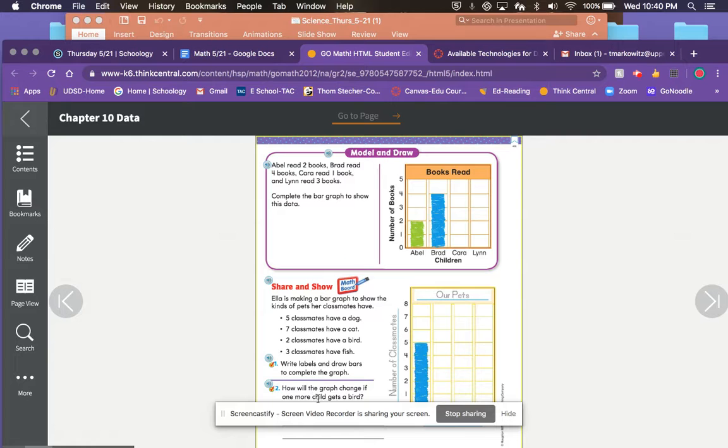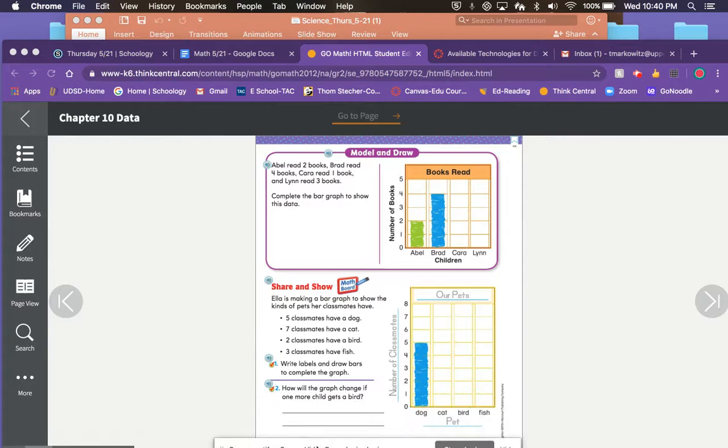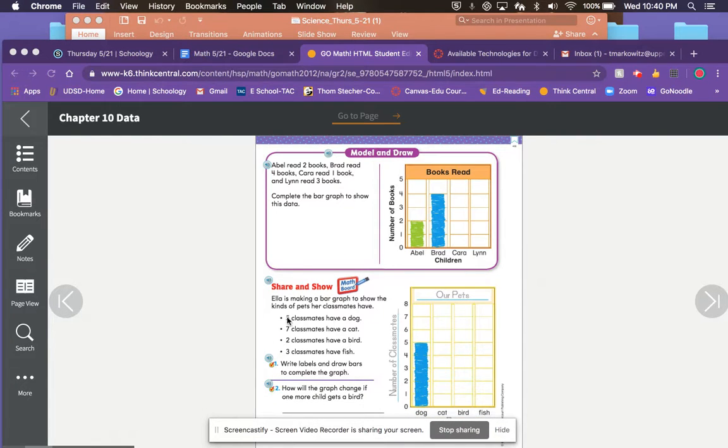Okay, and down here, they give you some information, and it says Ella's making a bar graph to show the kinds of pets her classmates have. 5 classmates have a dog, she graphed that part. 7 classmates have a cat, 2 classmates have a bird, 3 classmates have fish. Write labels and draw bars to complete the graph. Here's the labels here. Labels need to be put on graphs so that we know exactly what we're looking at. Dog, cat, bird, and fish. Those are a type of pet.